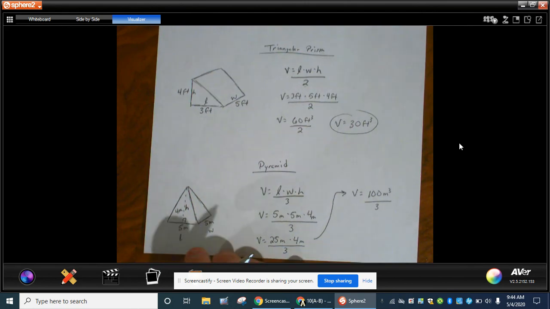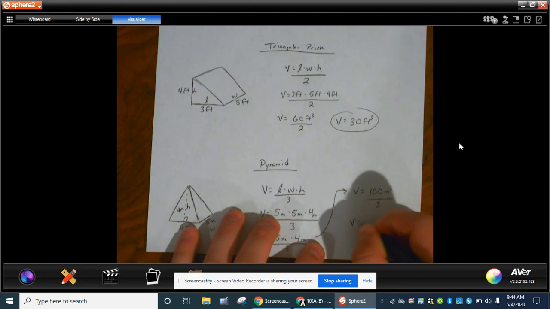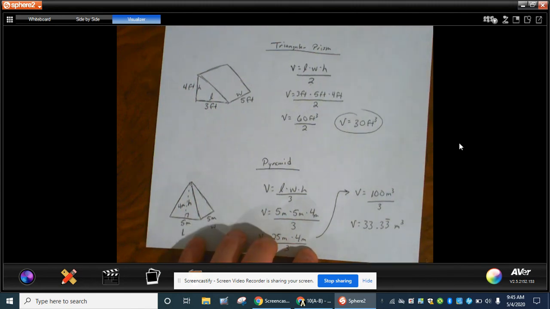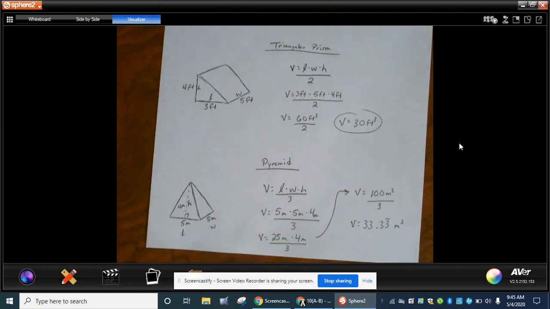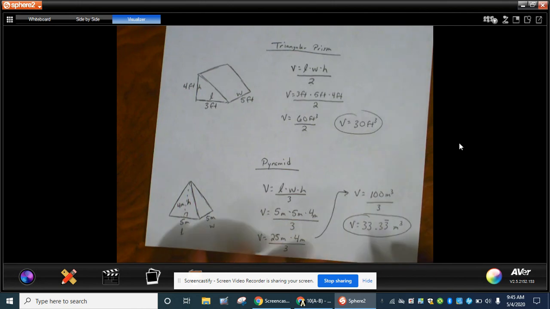Now, 3 is a prime number, and it's only divisible by itself. 100 is not a prime number, so we're going to have an interesting answer here. We're going to have a repeating decimal, so we're going to give an approximate. 100 divided by 3 is going to give us approximately 33.33 repeating cubic meters. Now, you can round this if you'd like. In this case, we'd have to round it down to 33 cubic meters. If you get a repeating decimal, that's okay, as long as your math is correct.